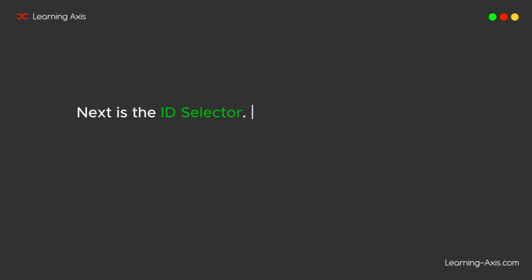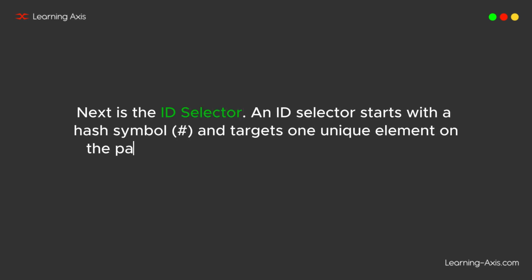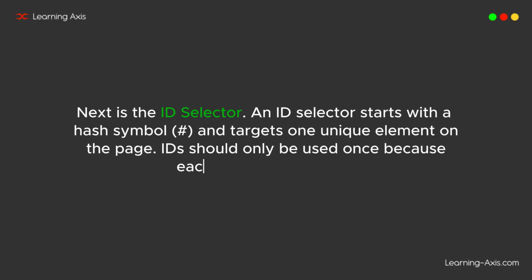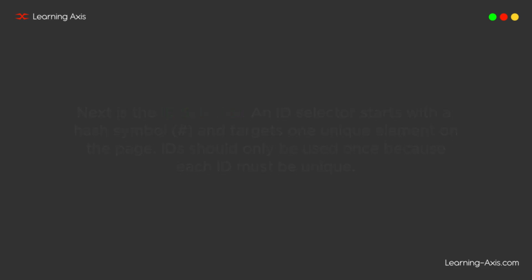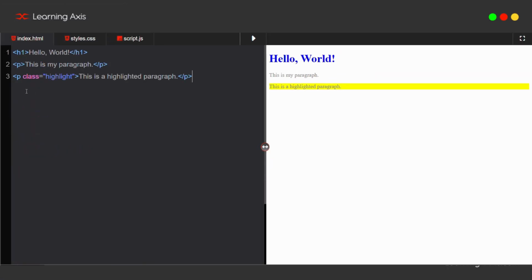Next is the ID selector. An ID selector starts with a hash symbol and targets one unique element on the page. ID should only be used once because each ID must be unique. Here is an example. I'll style it green using CSS.